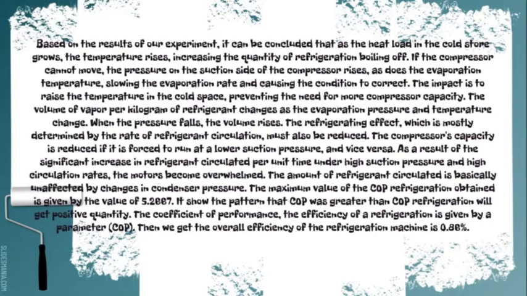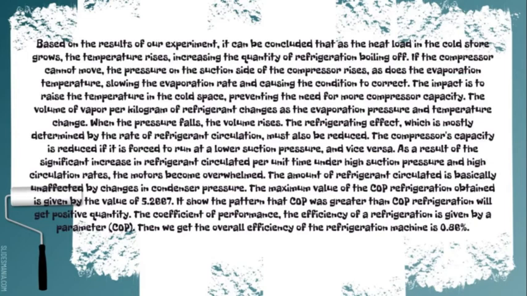The volume of the vapor per kilogram of refrigerant changes as the evaporation pressure and temperature change. When the pressure falls, the value rises, so the refrigerating effect, which is mostly determined by the rate of refrigerant circulation, must also be reduced. The compressor capacity is reduced if it is forced to run at the lower suction pressure and vice versa. As a result of the significant increase in refrigerant circulation per unit time under high suction pressure and high circulation rates, the motor becomes overwhelmed. The amount of the refrigerant circulated is basically unaffected by change in condenser pressure.